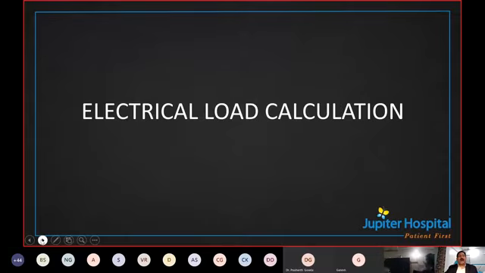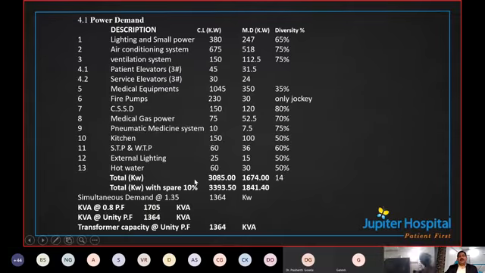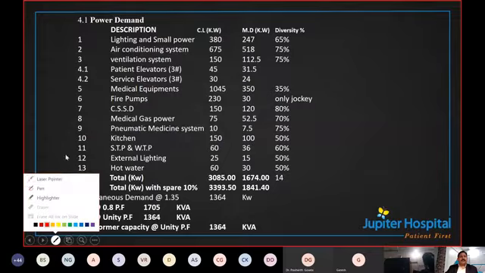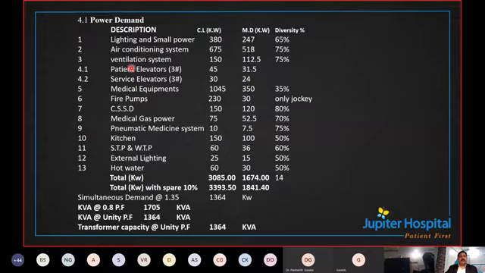Now, for doing that, if you go through this power demand, there are certain things we need to take into consideration, that is called a design basis report, which is always made. Now, if you see here, you can see lighting, small and lighting and small power. So these are the descriptions. These are connected load.